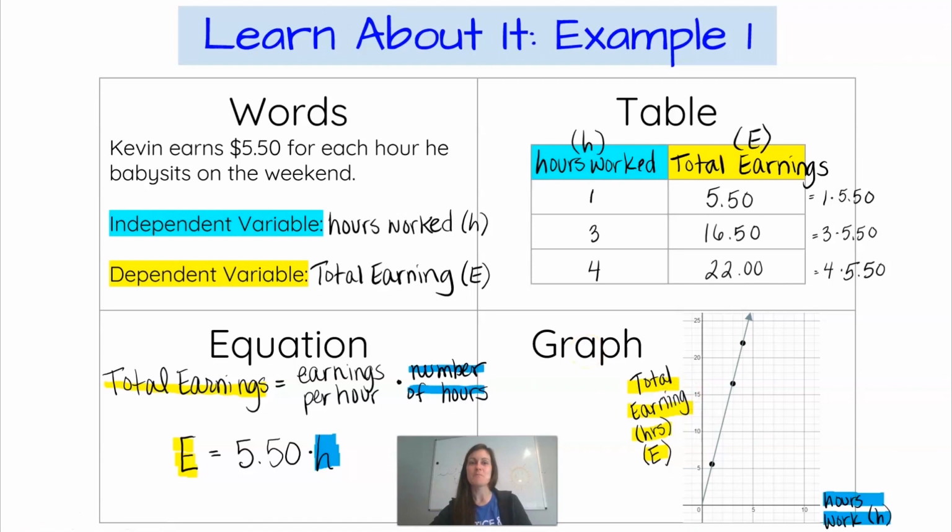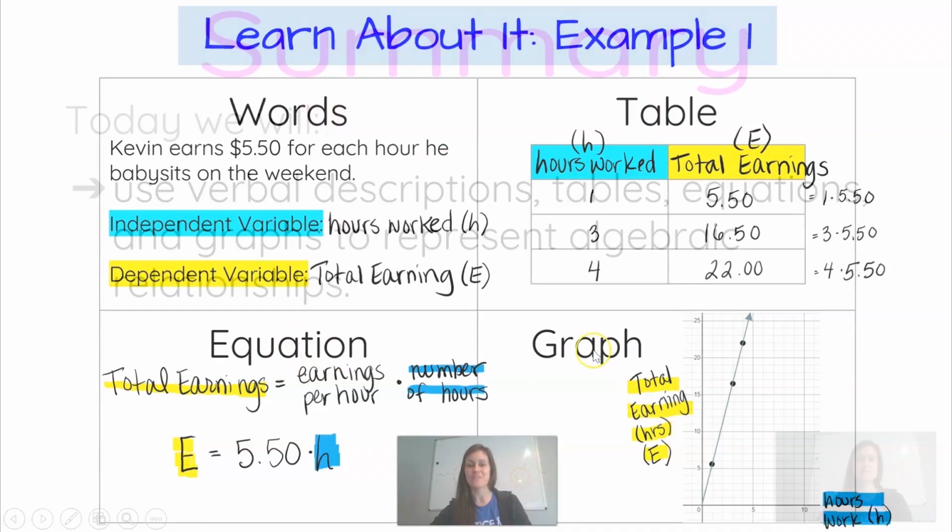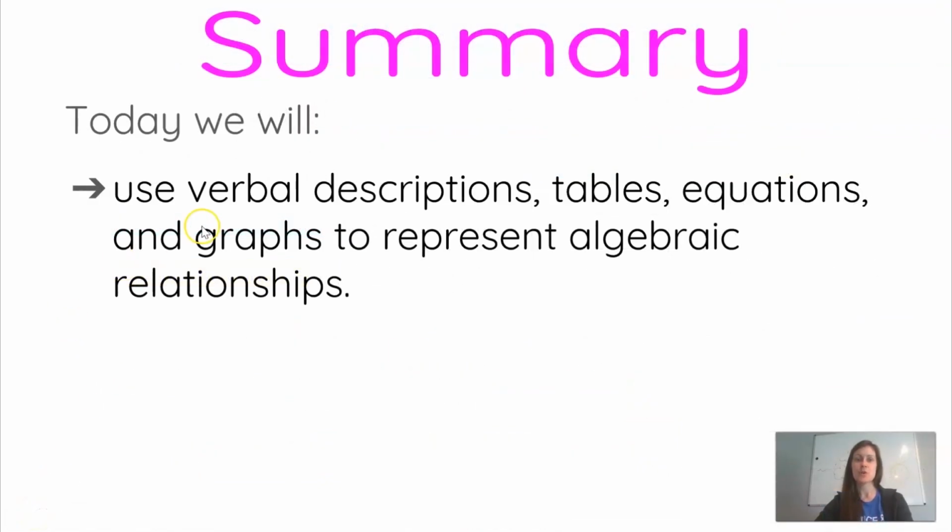Now I have a completed multiple representation chart showing a word problem with words, a table, an equation, and a graph. Today in our lesson, we used verbal descriptions, tables, equations, and graphs to represent algebraic relationships. We also made a connection back to our work with independent and dependent variables in the previous lesson. In your print packet, there are 2 more situations where you are asked to create a table, an equation, and a graph based on a verbal description. Make sure you identify the independent and dependent variables as you work.